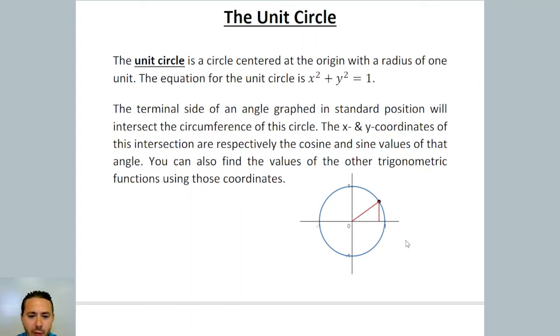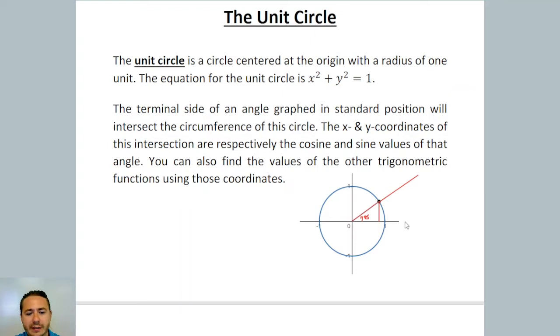So, go ahead and read this off. The terminal side of an angle graphed in standard position will intersect the circumference of a circle. Look at this little diagram. Let's say that this was theta right here. If that's theta, then you can see how the terminal side intersects that unit circle. It does keep going on forever, but it does hit that unit circle at some point.